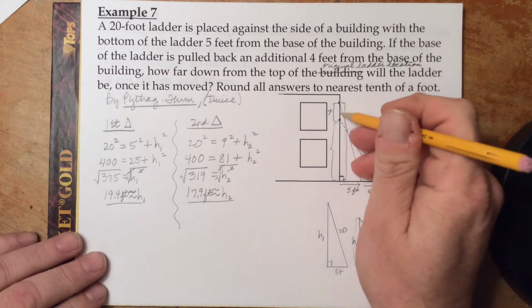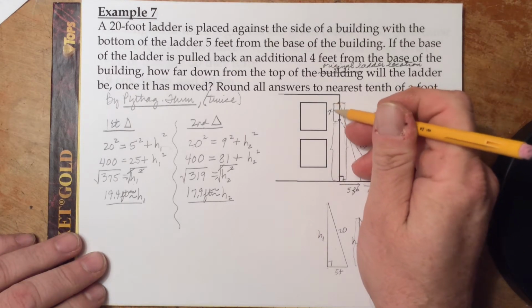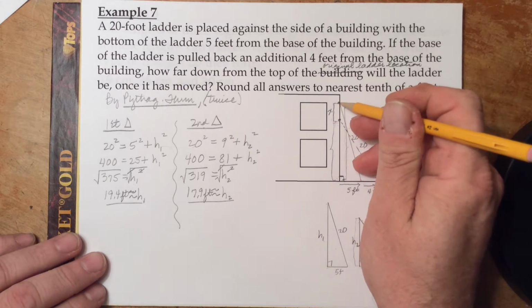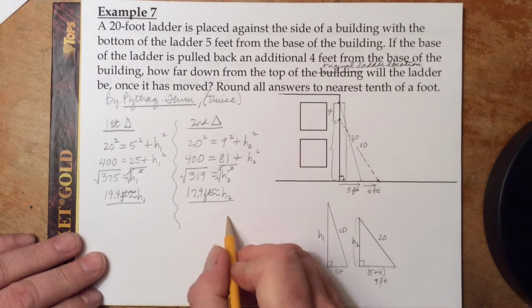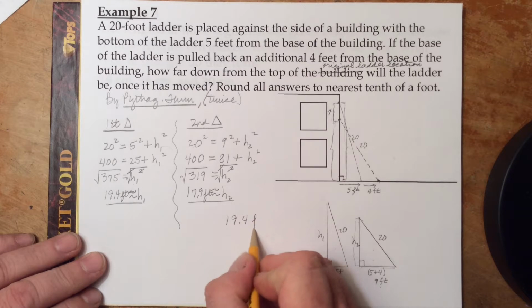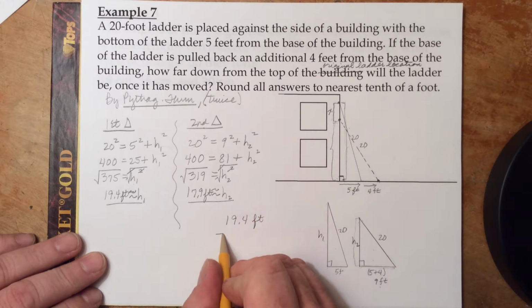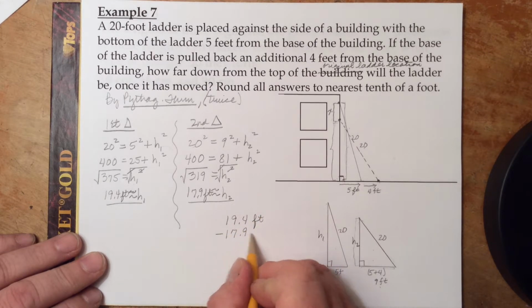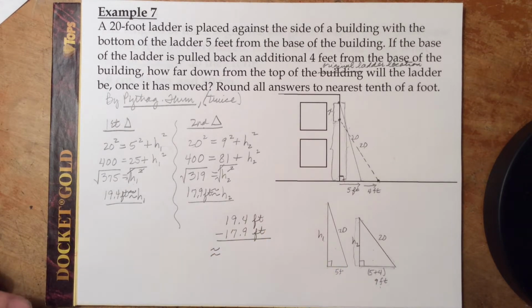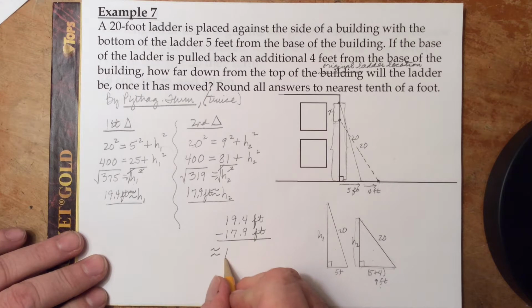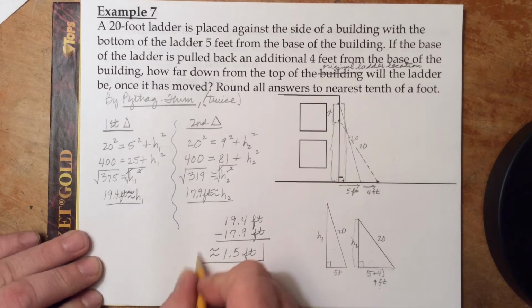Now all we need to do is find the difference between those two, and we'll have the length between the original position of the top of the ladder to the new position. So we take 19.4 feet. Now remember, this is approximate. Subtract 17.9 feet, and the ladder has gone down from its original position about, real close to 1.5 feet.